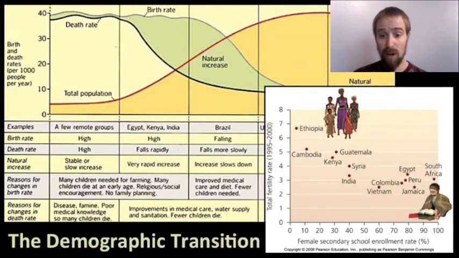As it turns out, one of the best ways to lower the birth rate is through education, in particular the education of women. Data indicates that when women are empowered to go to school and are given the same rights as men, fertility rates drop, and women choose to have fewer children.